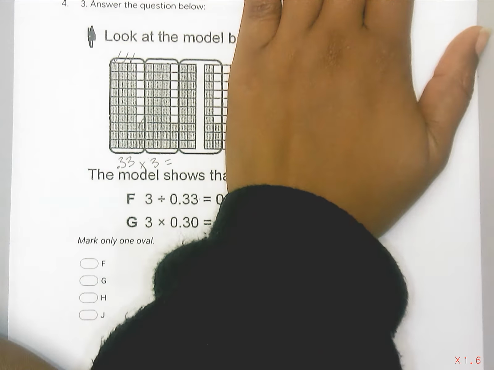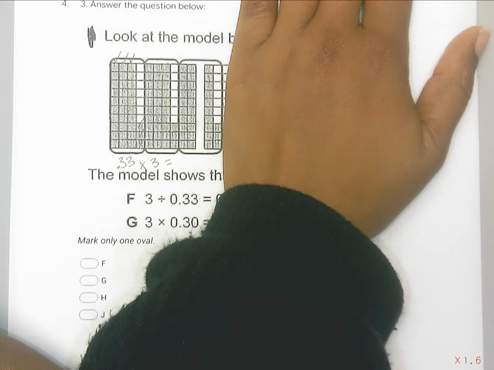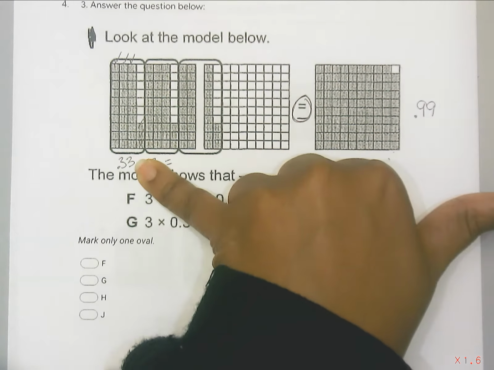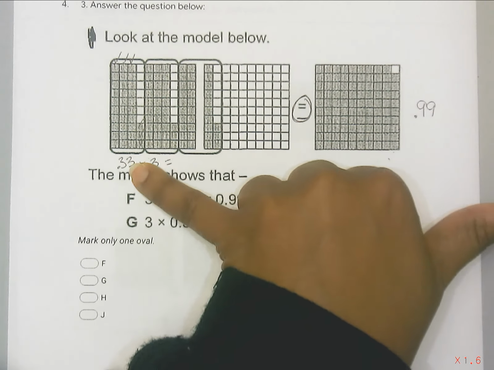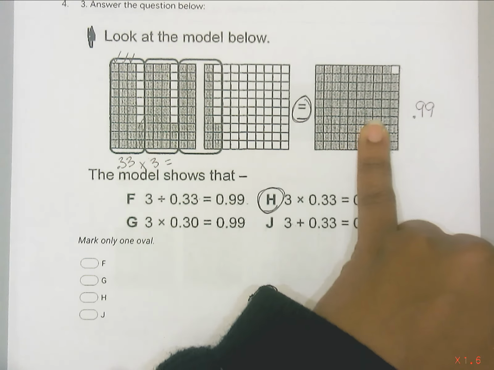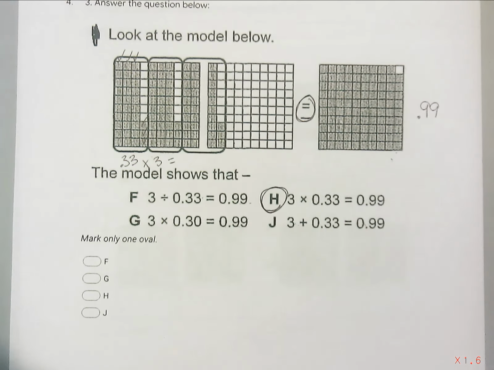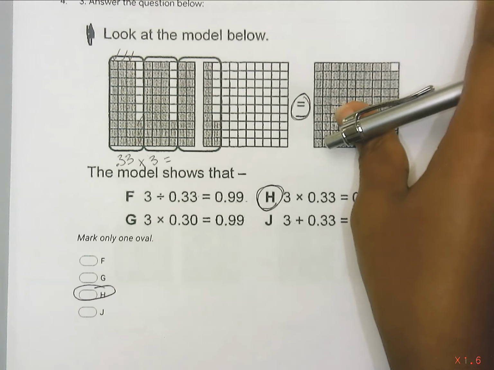Yeah, if they only had this, yes, I would have said maybe it was division. But also look, all of the things are not shaded and then divided up equally. So they're telling you there's 3 groups with 3,300 in each. And if you multiply it 3 times, you'll get that. So make sure you always look at the bigger picture. So your answer for here will be H. All right, let's go to the next one.